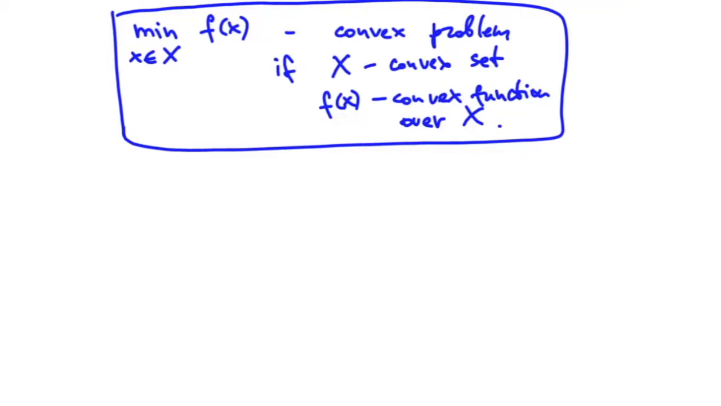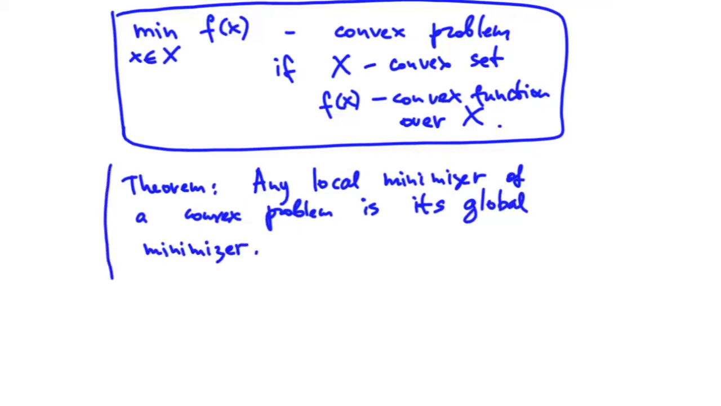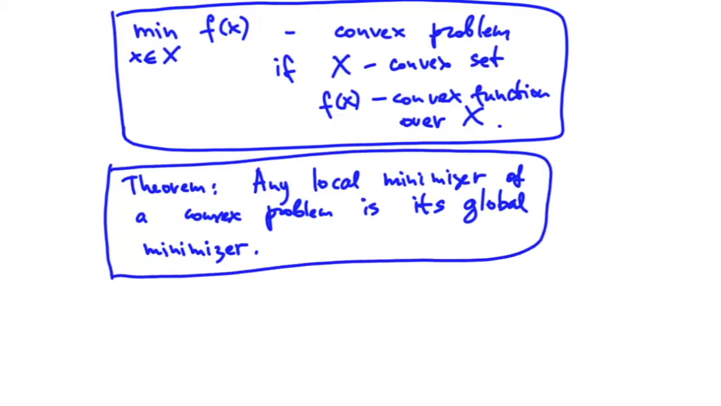Convex problems play a very important role in optimization, and one of the reasons for this is the fundamental property they have that we'll state next. We'll state it as a theorem. Any local minimizer of a convex problem is its global minimizer. This is a very important property of convex functions, and we can actually show that this property holds. The proof of this is relatively easy, so we'll go over it.